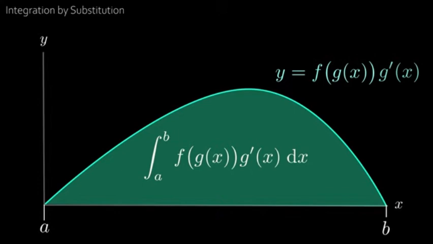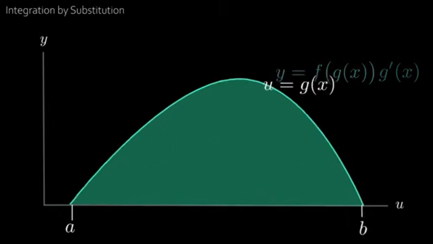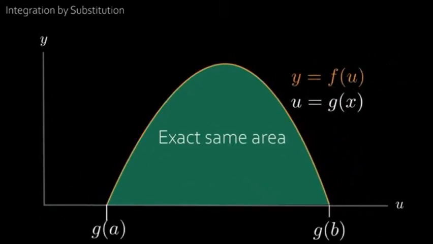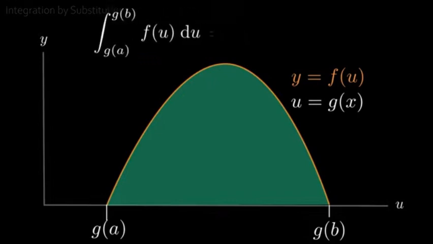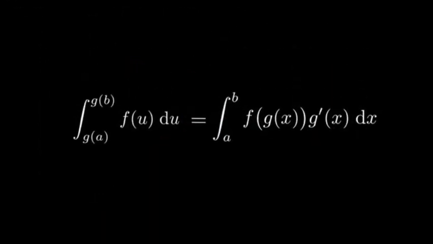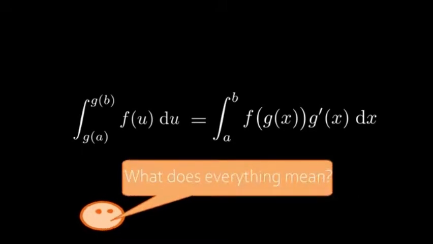But if we make the substitution u equal to g of x, then we end up with a simpler graph with the exact same area. So that means the integral of this graph is equal to the integral of the other. But what does all of this mean? How do we integrate with respect to u? How can we visualize integration by substitution?